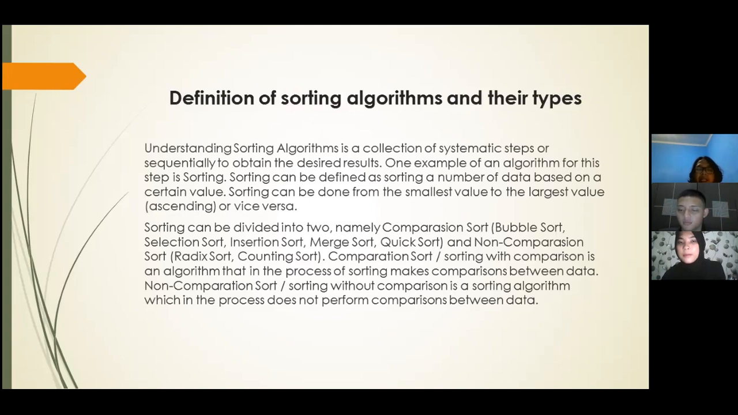Sorting can be divided into two, namely comparison sort: bubble sort, selection sort, insertion sort, merge sort, and quick sort; and non-comparison sort: radix sort and counting sort. Comparison sort, or sorting with comparison, is an algorithm that in the process of sorting makes comparisons between data. Non-comparison sort, or sorting without comparison, is a sorting algorithm which in the process does not perform comparisons between data.